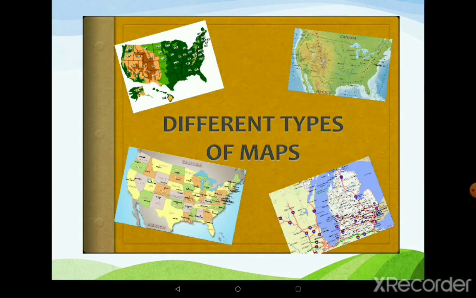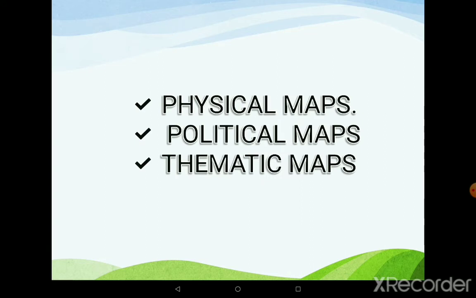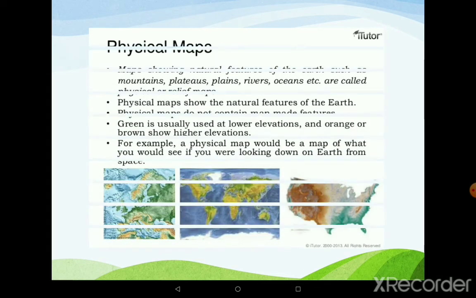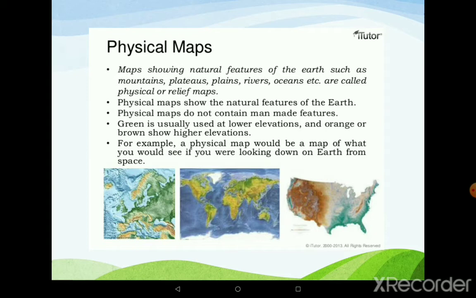Now we come to the second part of our lesson, different types of maps. There are different types of maps like physical map, political map, and thematic map. Let's see what is a physical map. A physical map shows the physical features of the earth, such as the mountains, the rivers, the forest, and so on. They show the natural features of the earth.